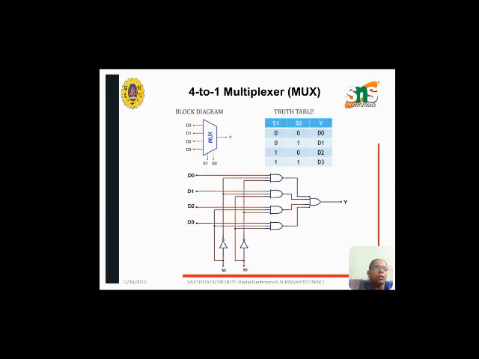So this is the logic diagram of 4:1 multiplexer. So if you see here, the first AND gate will be having D0, S1 bar, S0 bar. Second AND gate inputs are D1, S1 bar and S0. So similarly, the AND gates are connected to the inputs and select lines, and all the AND gates are ORed together to form the output Y.